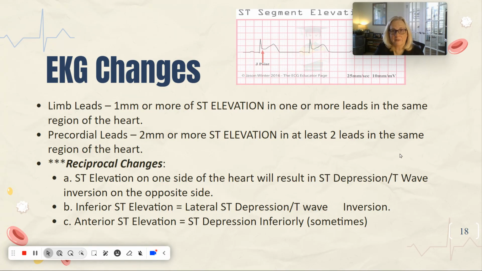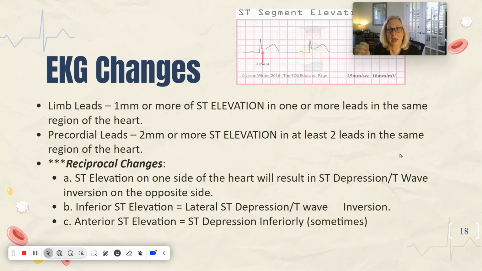Okay? If I find it in leads 2, 3, and AVF, those are our inferior leads, right? Leads 2, 3, and AVF, those 3 go together because they all land at the foot, the left foot. Lead 2 goes across the body, lead 3 comes left arm to left leg, and AVF goes here and to the foot. They all land at the foot, inferior region of the heart. So if lead 2 and lead 3 have changes, but AVF doesn't, it's still counted as diagnostic. Okay, so 2 of the 3 have changes. That would be a yes to inferior region of the heart.